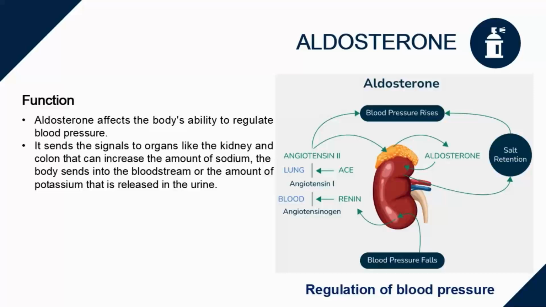Aldosterone affects the body's ability to regulate blood pressure. It sends signals to organs like the kidney and colon that can increase the amount of sodium the body sends into the bloodstream or the amount of potassium that is released in the urine.